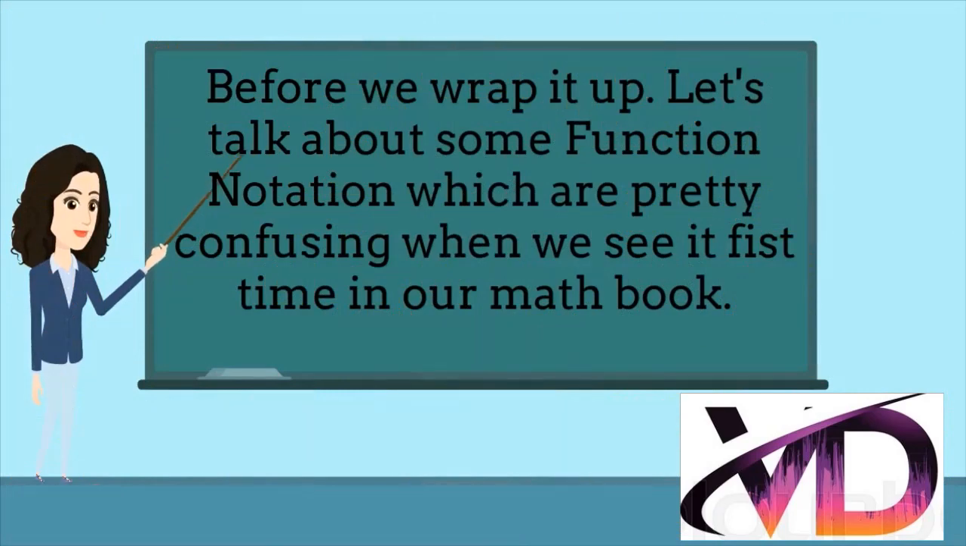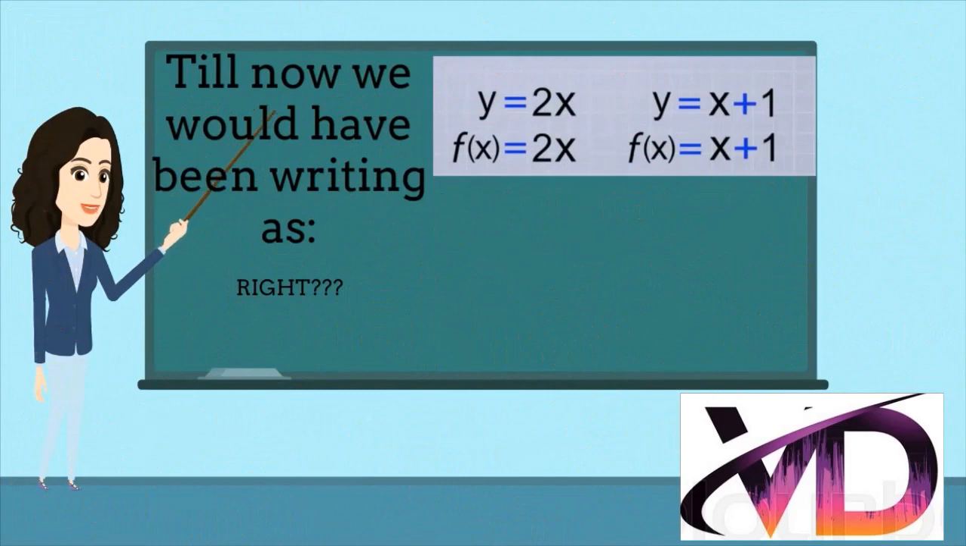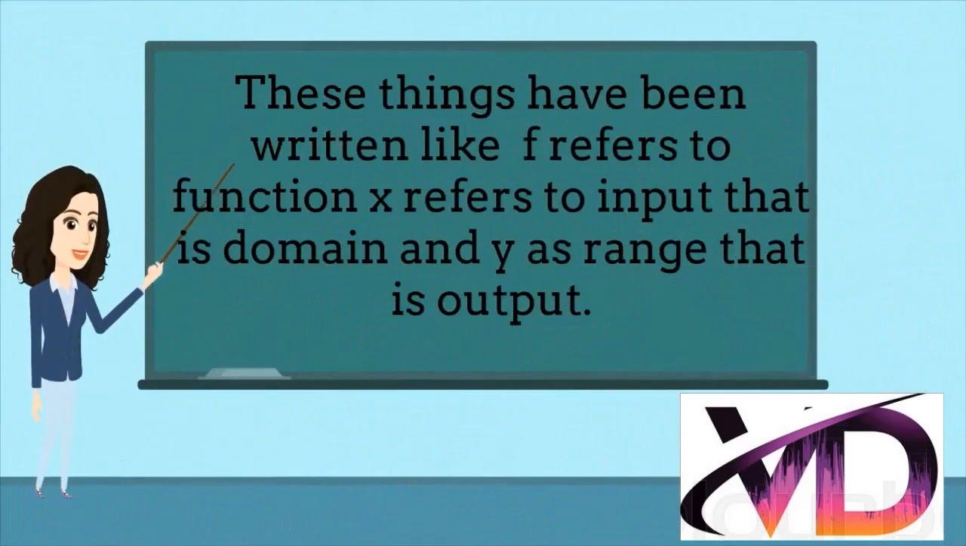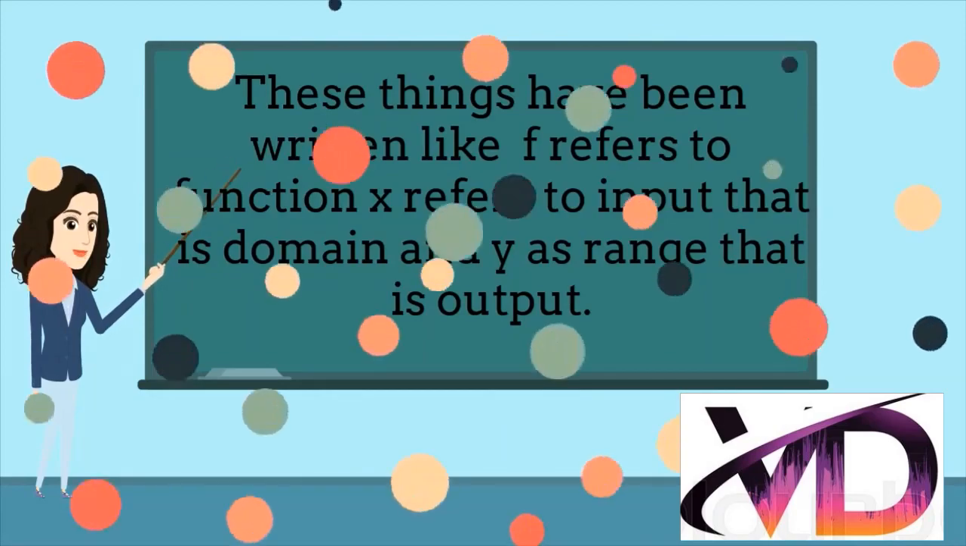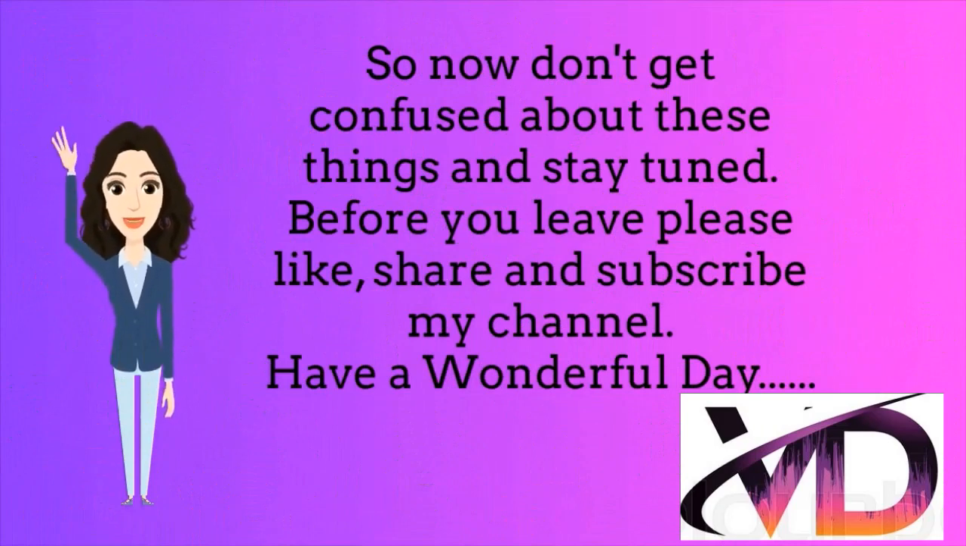Before we wrap it up, let's talk about some common function notation that is pretty confusing when we first see it in our math book. Till now, we have been writing y equals 2x or y equals x plus 1, right? But now, in the math book, we see f(x) equals 2x or f(x) equals x plus 1. Now, don't get confused about these things. Here f refers to function, x refers to the input, that is the domain, and y refers to the range, that is the output. So don't get confused about these things and stay tuned.